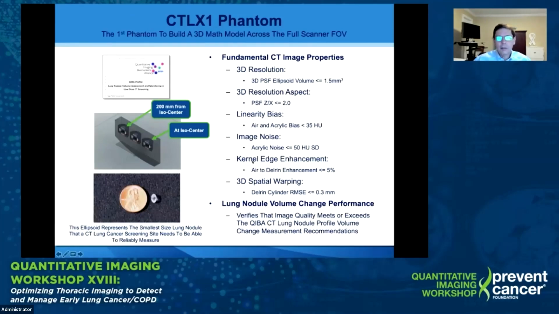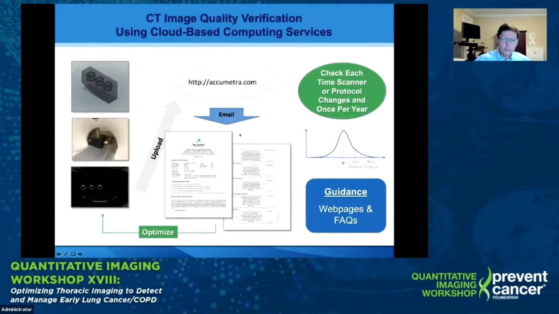Now, the way we solve this at the company I run, Acumetra, and in conjunction with the RSNA and QIBA, Quantitative Imaging Biomarkers Alliance, is we've developed a low-cost phantom that can measure fundamental properties of the acquisition system from the center of the scanner out to the periphery. And we build a 3D mathematical model based on this information, a mathematical model of the acquisition system. And it's all automated. You just scan the phantom, upload it to us, and you get back a report within 5 minutes.